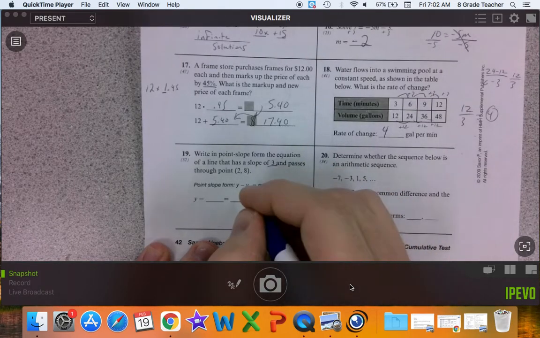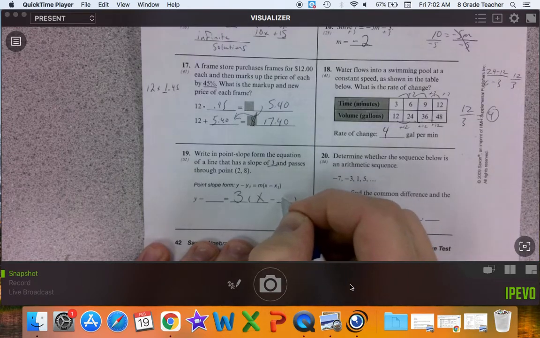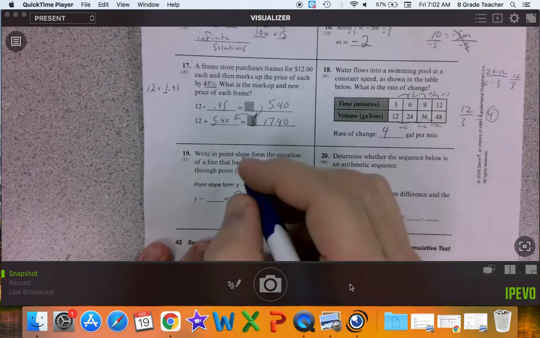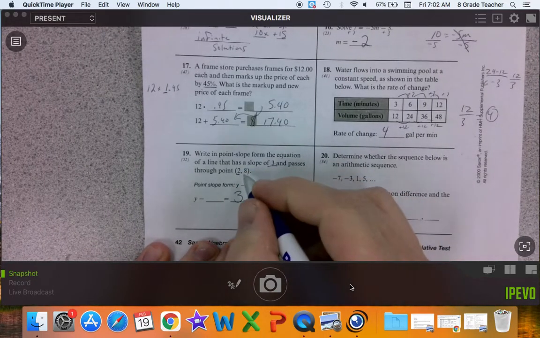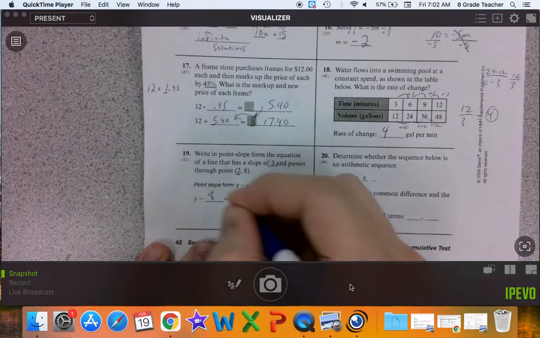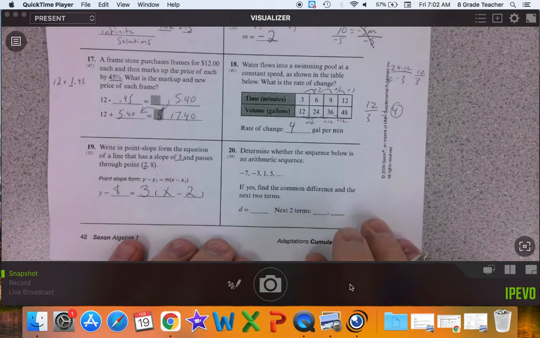It says that it has a slope of 3. That goes in this blank right here. Now this is x minus x1 and y minus y1, so our x value goes in this location because that's the x value in our ordered pair, and our y value is this 8, so it goes in this location in our ordered pair.